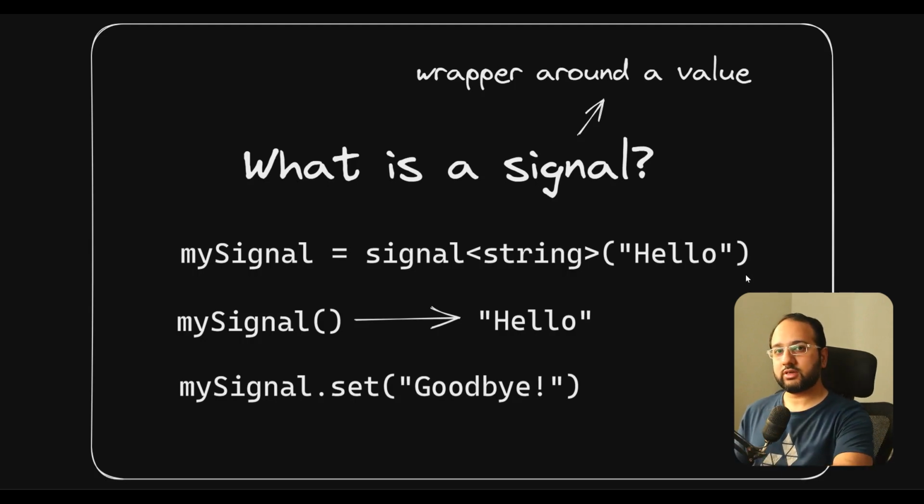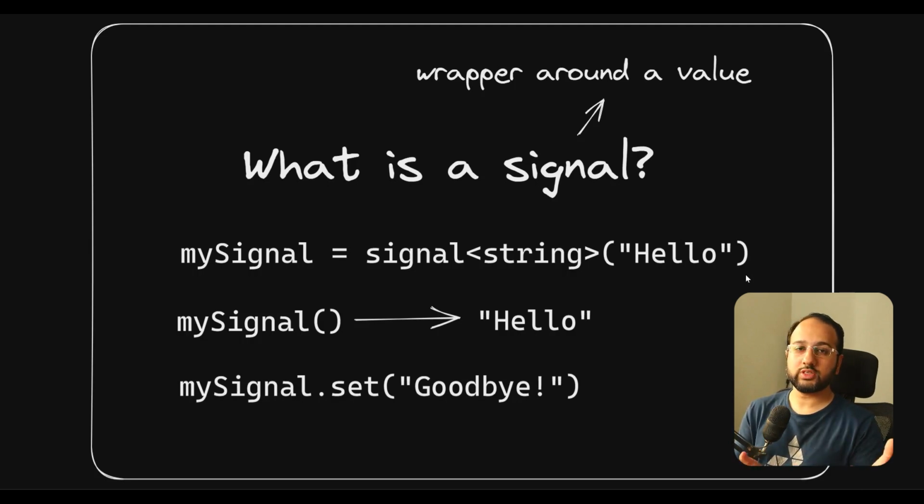Now, whenever the signal changes using this set, Angular knows where the consumers of the signal are in its template, so it's going to directly change only those parts. And that is actually the fine-grained reactivity which signals promise to bring.